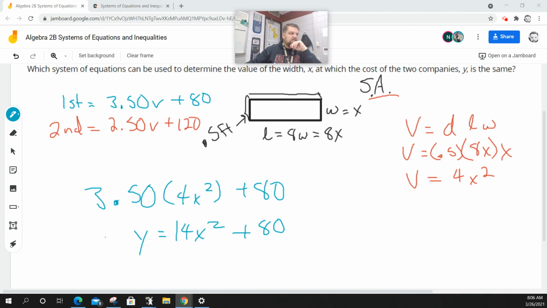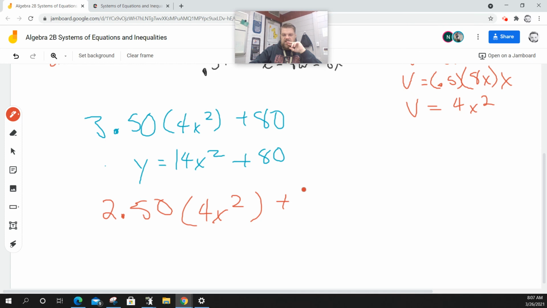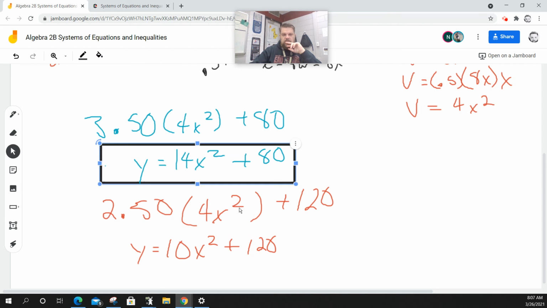So we're basically just establishing our system of equations. Now for the next one, I'm going to say 2.5 times 4x squared, which is the volume, but we've got to add 120 to that one. 2.5 times 4 is 10. So we have 10x squared plus 120. That's equal to y.